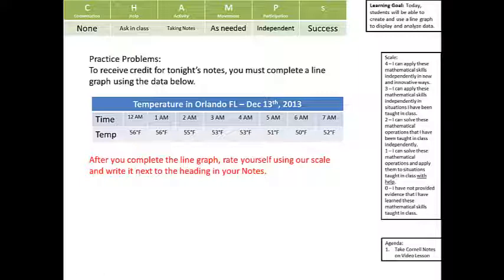Once you have completed your line graph with this data, go ahead and rate yourself on our scale and write that at the top of your notes next to the heading. And if you have any questions or difficulties, please bring those to class tomorrow, and I will answer them then.